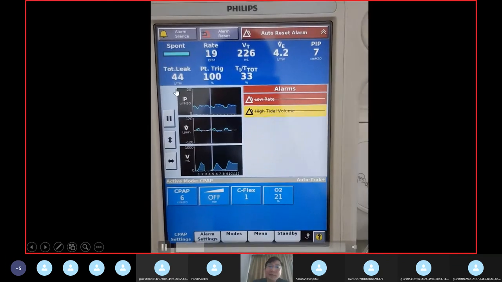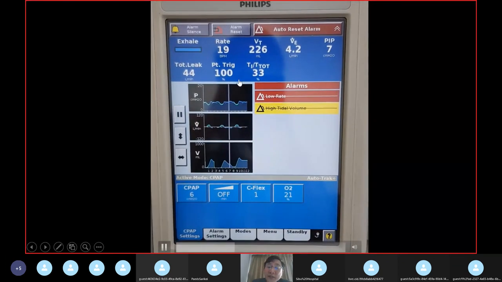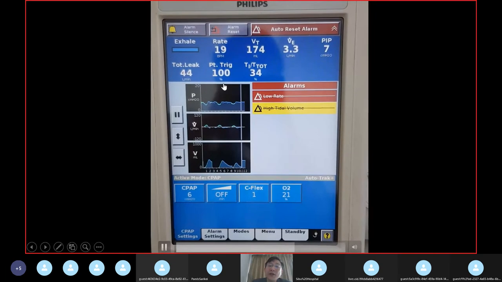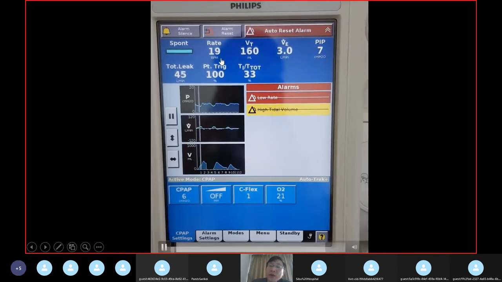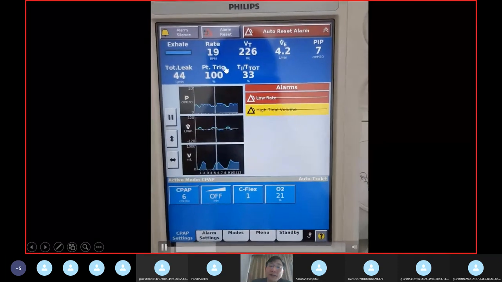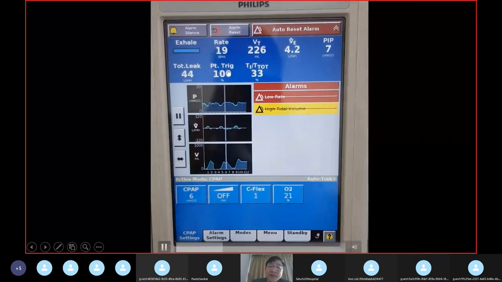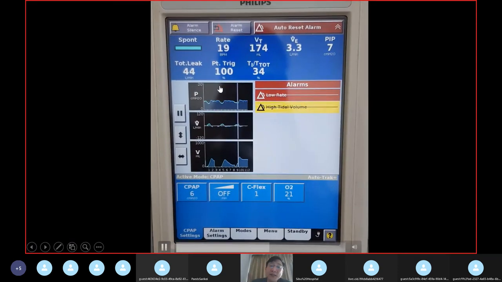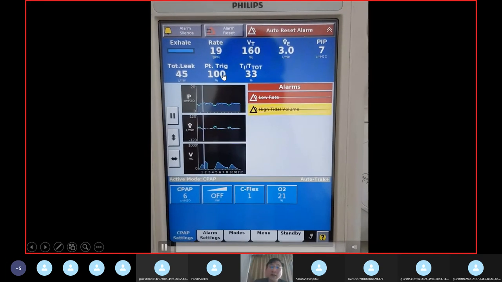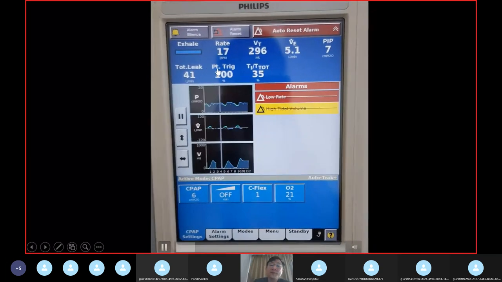Patient trigger just shows you how much effort the patient is doing, right? If it is 100%, that means the patient does all the breathing by himself or herself. So 100% patient trigger means very good. The patient is ready to take over, especially in terms of the rate, okay?